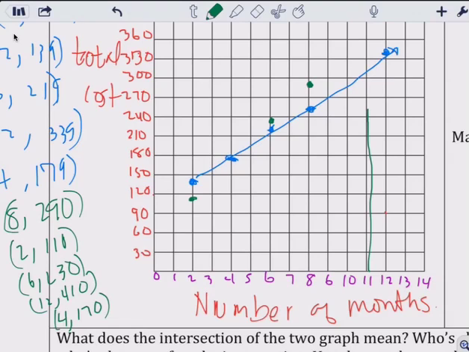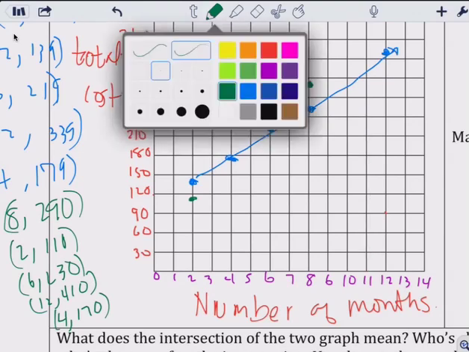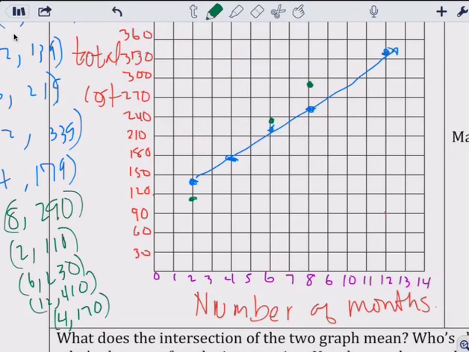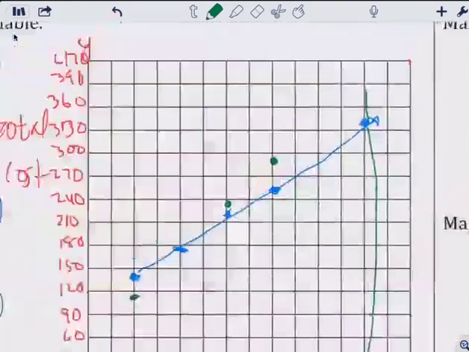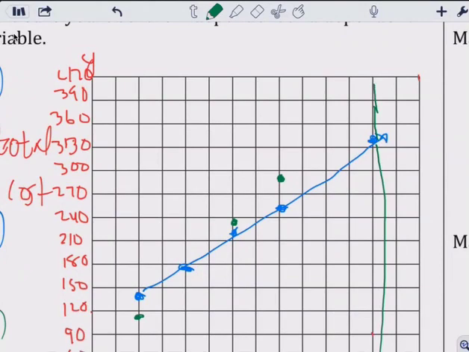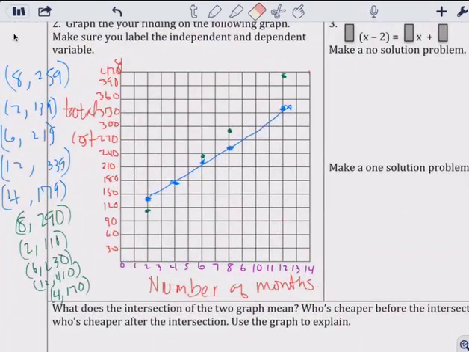Okay, 6, fix that. 6. 12 and 240. Oops, not even straight. Oh well. 410. Right there. And the last one is 4 and 170.